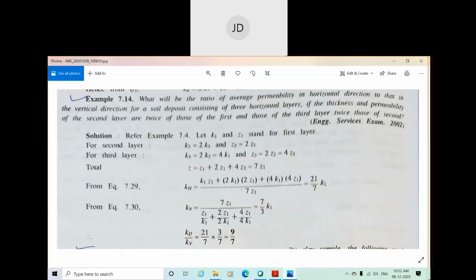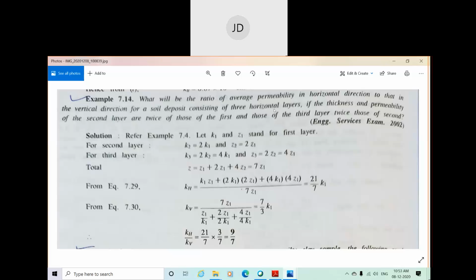Now, as a condition, it is given that there are 3 layers. That means the stratified soil contains 3 layers. You have to consider coefficients of permeability K1, K2, and K3, and thicknesses Z1, Z2, Z3. You can also draw a diagram. Now, what condition is given here? The thickness and permeability of the second layer are twice those of the first layer. Okay, hold on up to this.